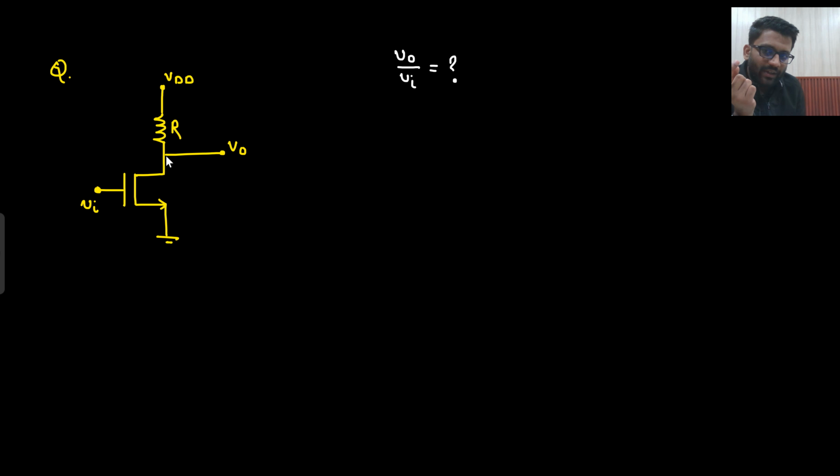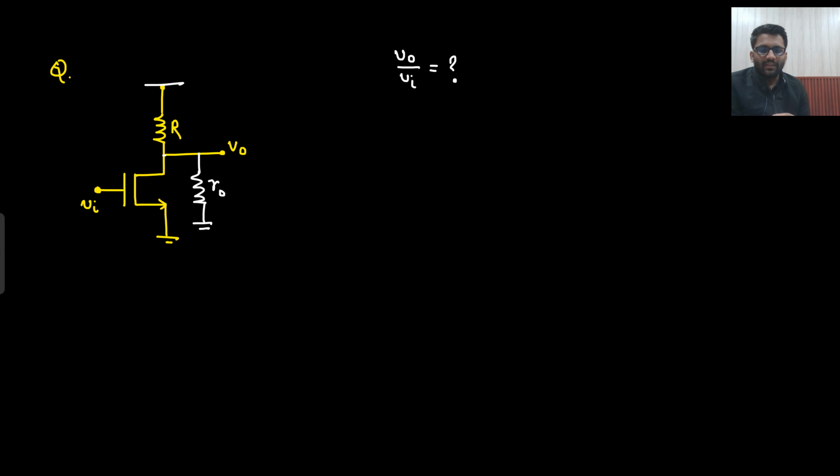Again, there is certainly R naught connected. From drain to source, R naught is connected, but the source is connected to ground. So can I make it like this? Yes. VDD will also be grounded.